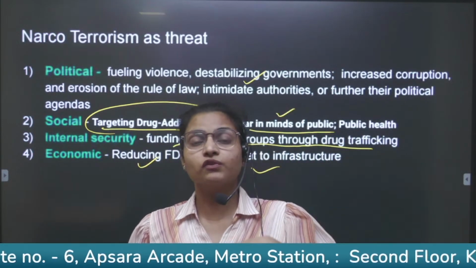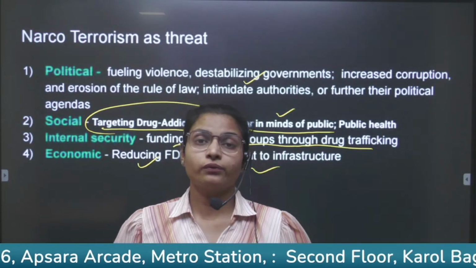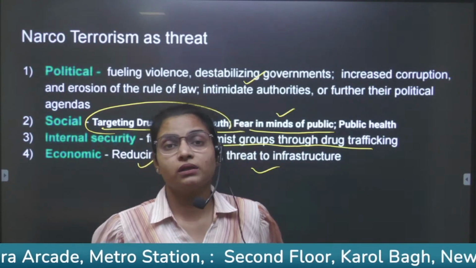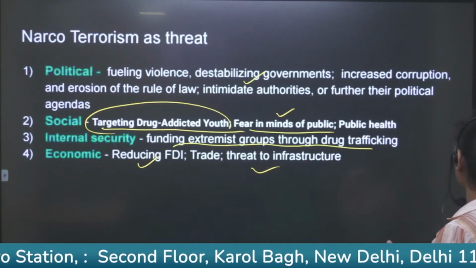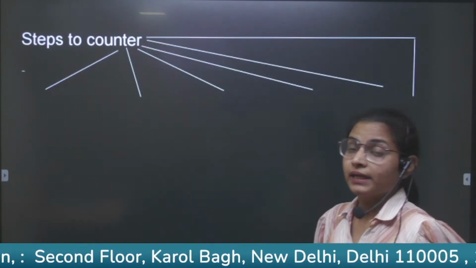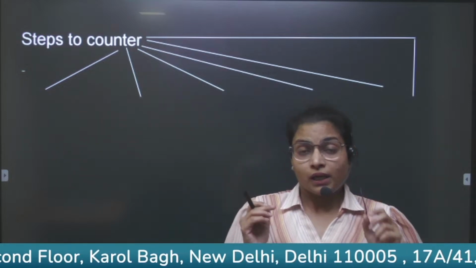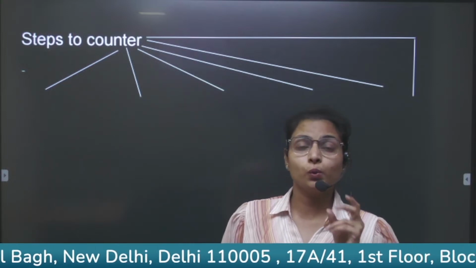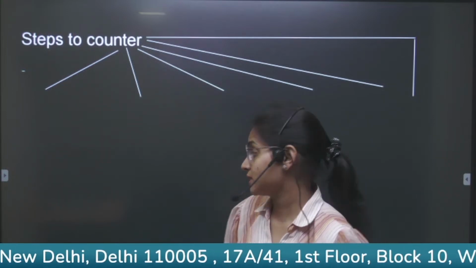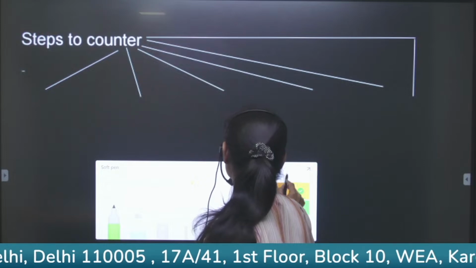For example, if the question is on money laundering or terrorism, this way you can divide your discussion like political impact, social impact, economic impact, and internal security challenges. Now I want to tell you, in internal security, make a rule: whenever you write about the measures, you will always write in this way.